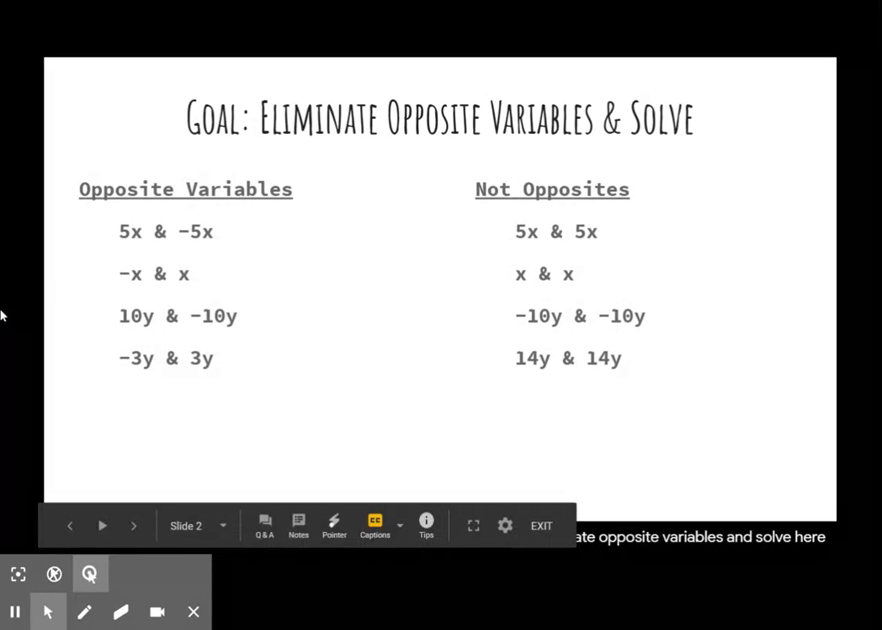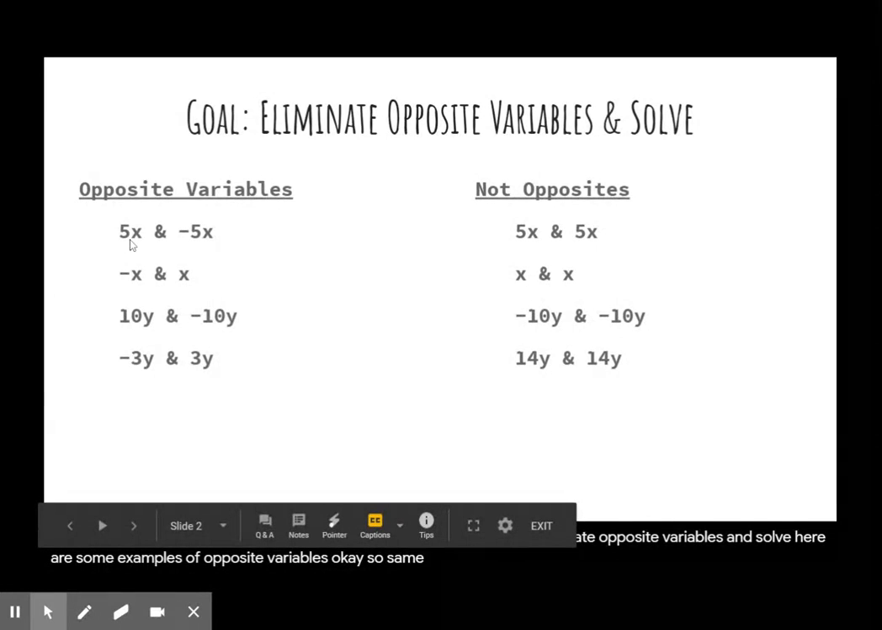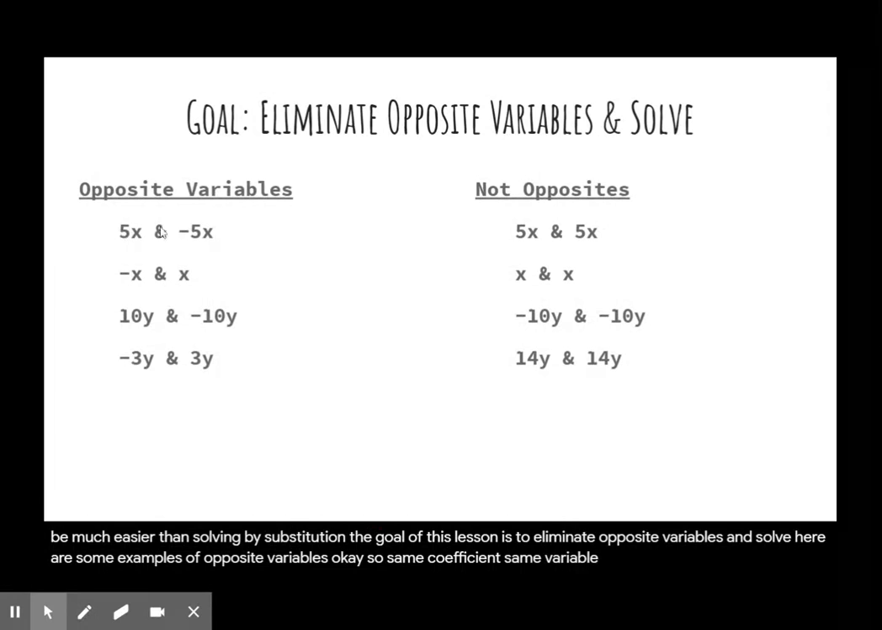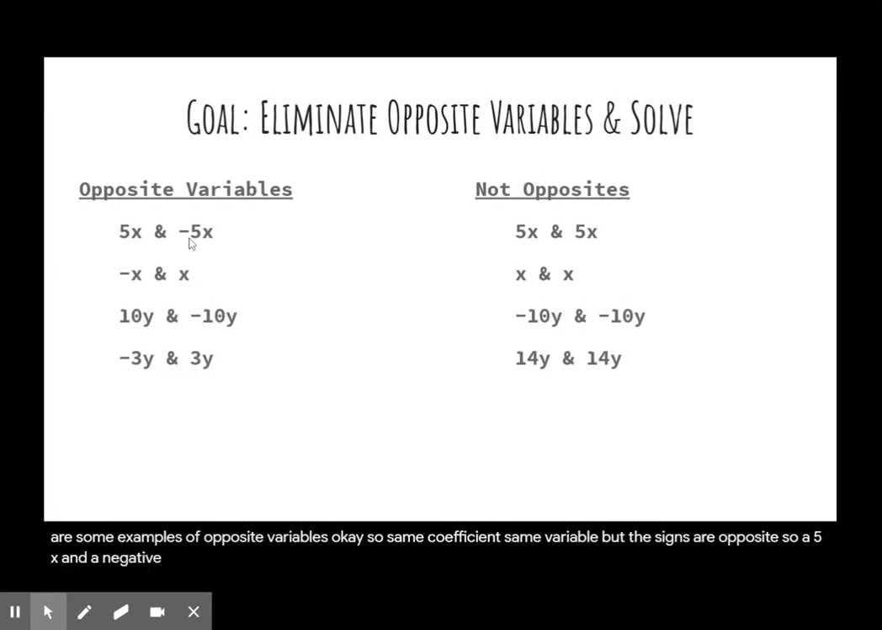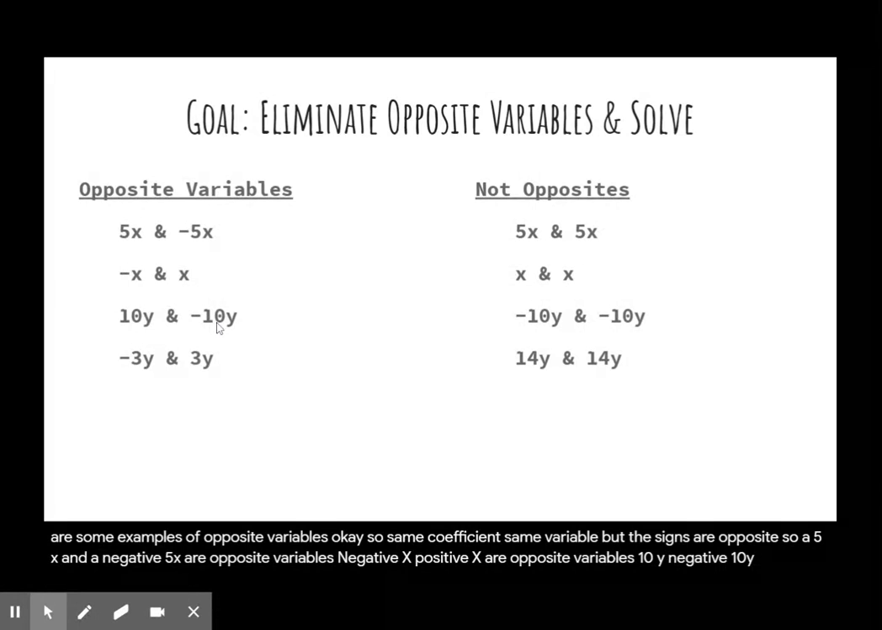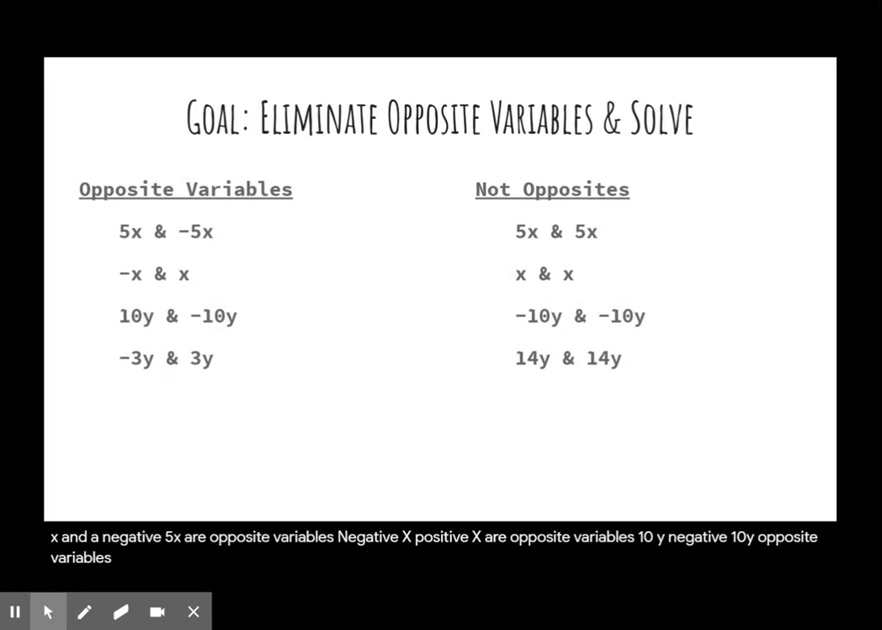Here are some examples of opposite variables. Same coefficient, same variable, but the signs are opposite. So a 5x and a negative 5x are opposite variables. Negative x, positive x are opposite variables. 10y, negative 10y, opposite variables.